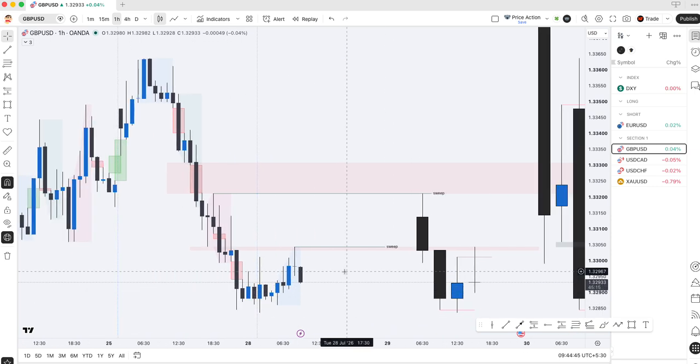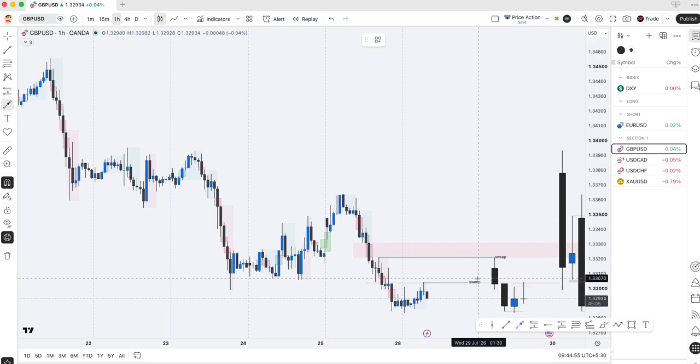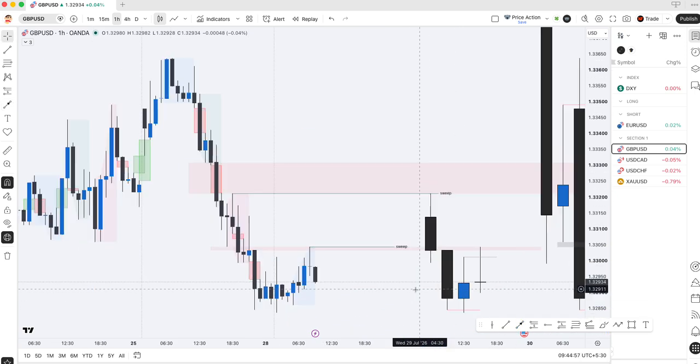So there are two things I'm expecting: either London opens, price sweeps the Asian high, also sweeps the swing point, and also sweeps the fair value gap, and then we continue pushing to the downside. So it's possible to take a trade in GU in London open.